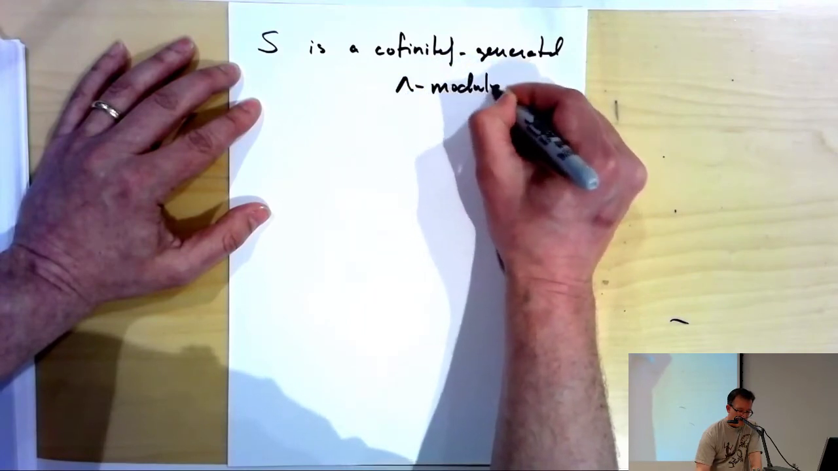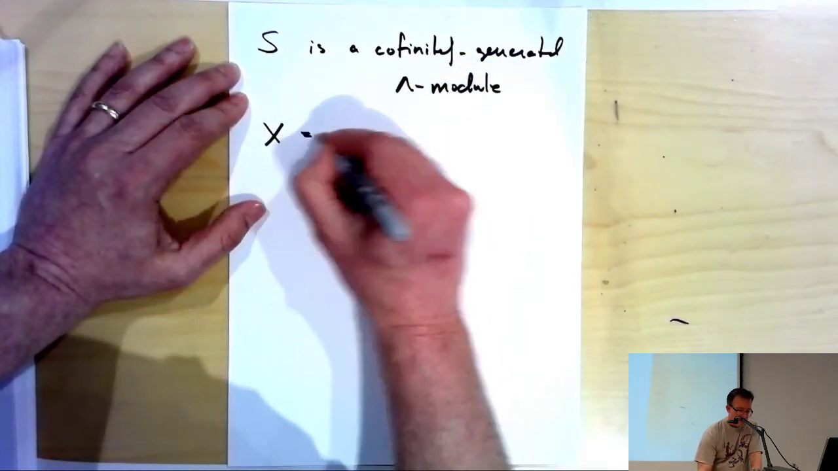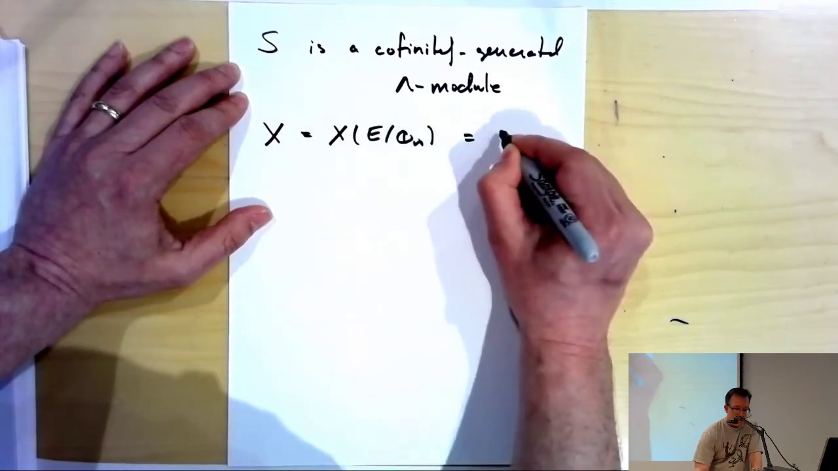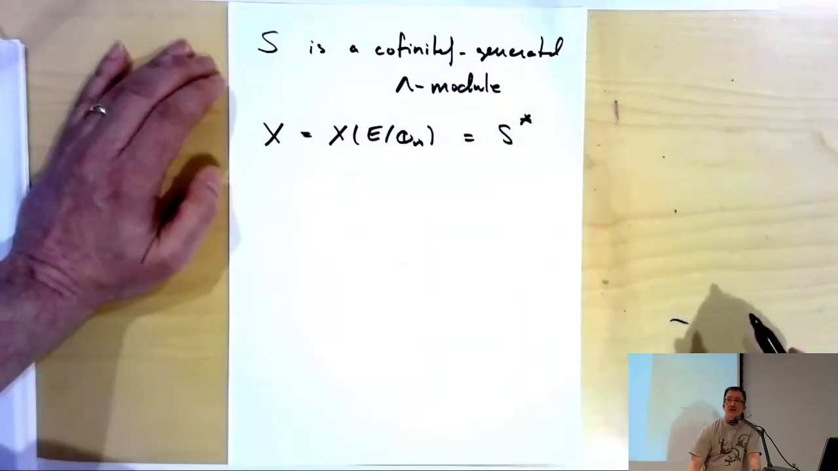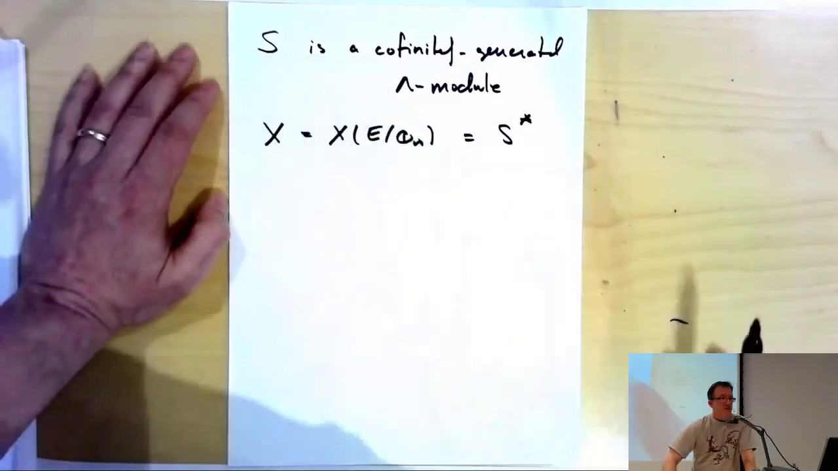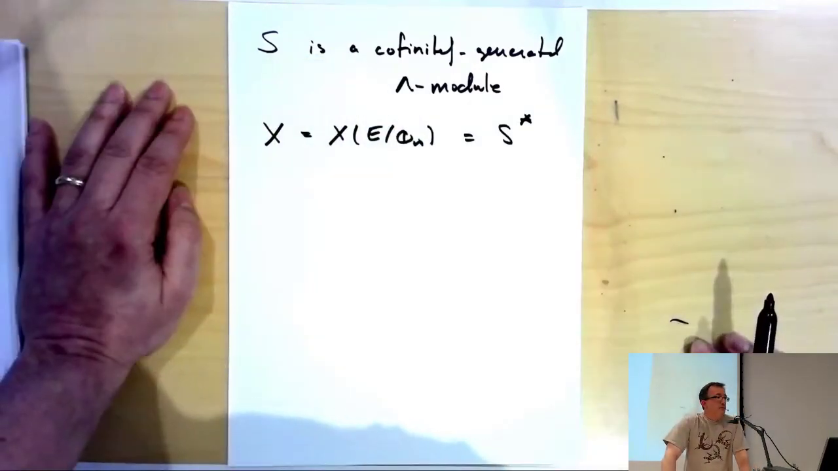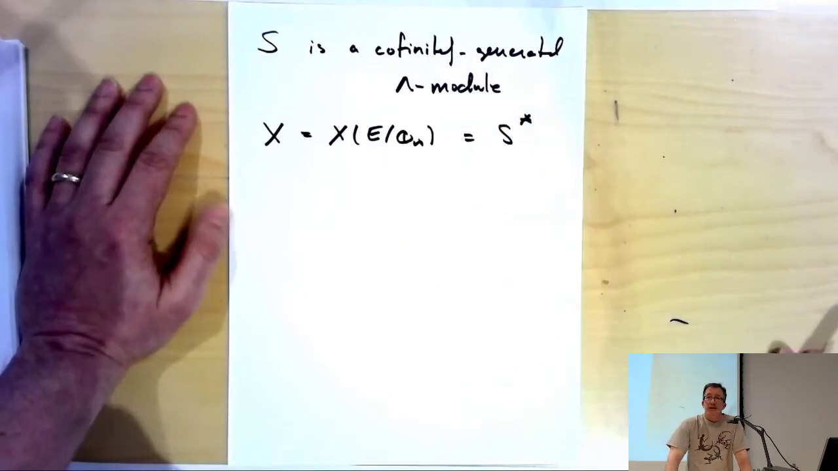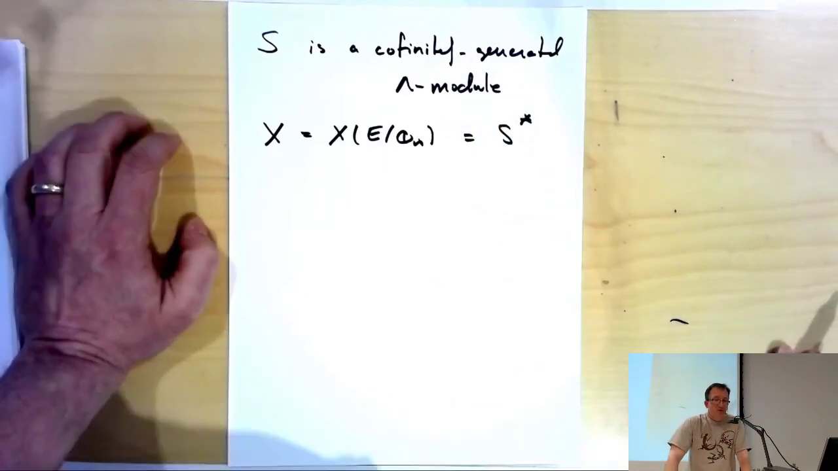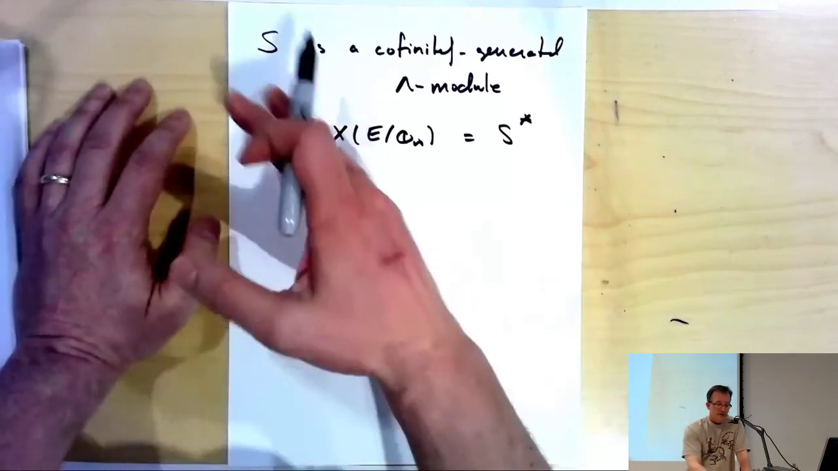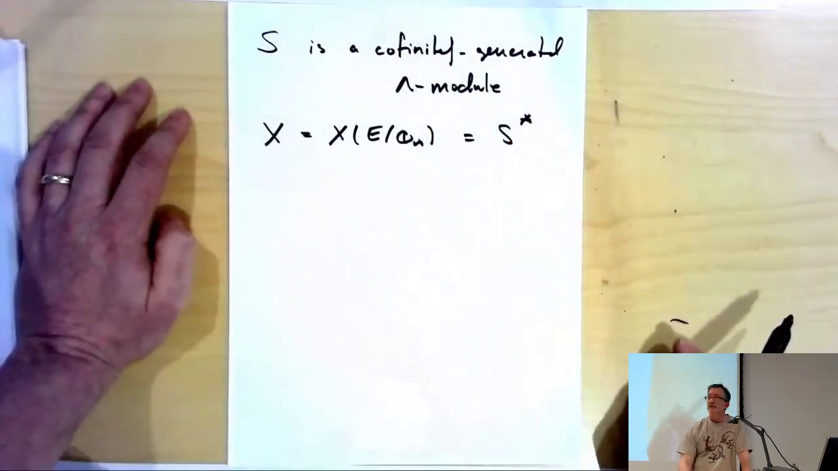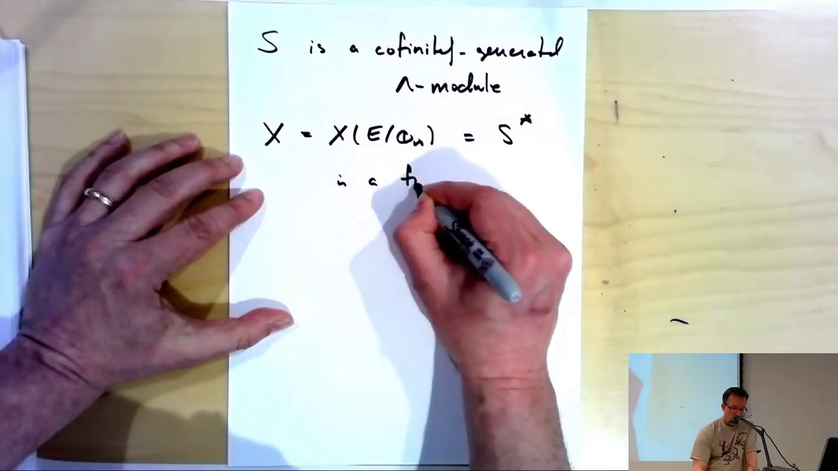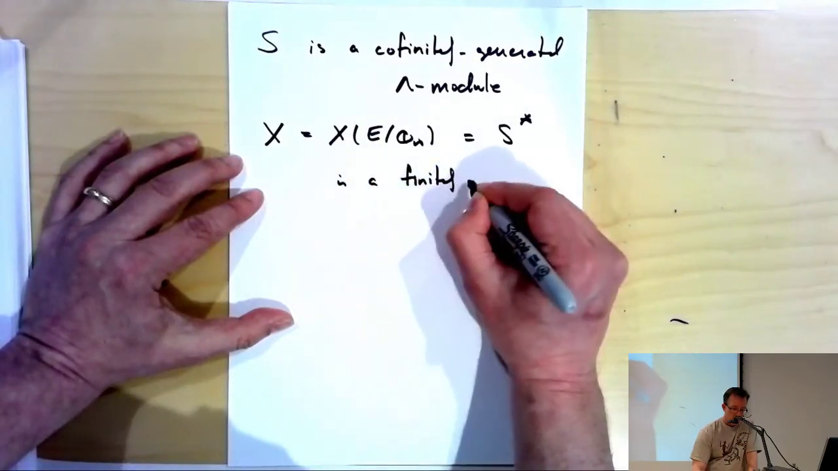What does that mean? That means if I take X, and in my notes that's X_e of Q_infinity, to be the Pontryagin dual of S, S is a subgroup of a discrete module, so it's a discrete module. We take its Pontryagin dual, it's compact, and to say that S is cofinitely generated is to say that X is finitely generated. So these are the equivalent statements.